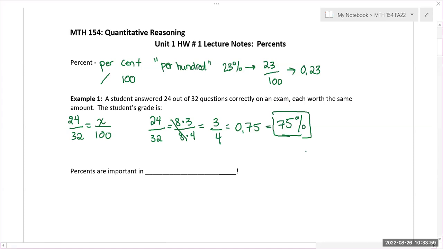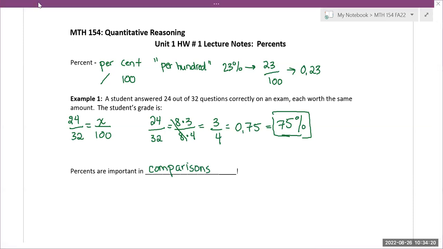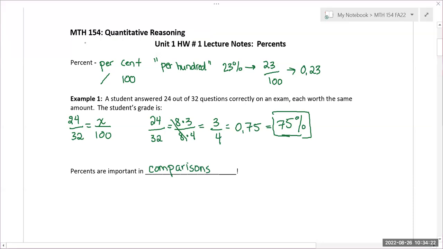All right. So in that case, say you took multiple exams and one you got a 24 out of 30, one was a 25 out of 32, one was an 80%. What we could do with these percents is we could use them to compare all of those different items. So percents are very important in comparisons.